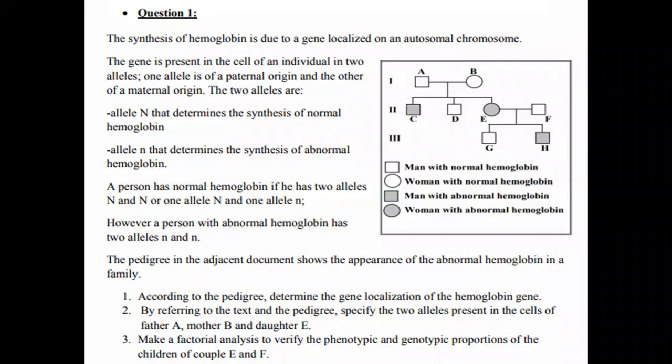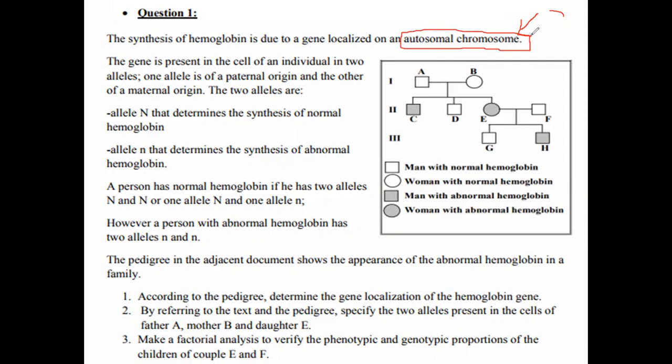I want to be focused on this question. We already solved parts 1 and 2, but I want to talk deeply about this question. The synthesis of hemoglobin is due to a gene localized on an autosomal chromosome. Here they gave you the hint. Not always will they, but here they gave it to you. It's located on the autosomal chromosome, so the gene is autosomal. The gene is present in the cell of an individual in two alleles. One allele is paternal, from the father, and the other is maternal.